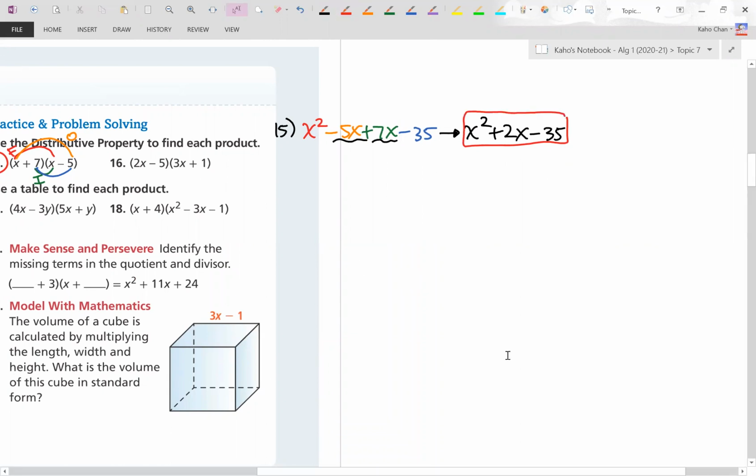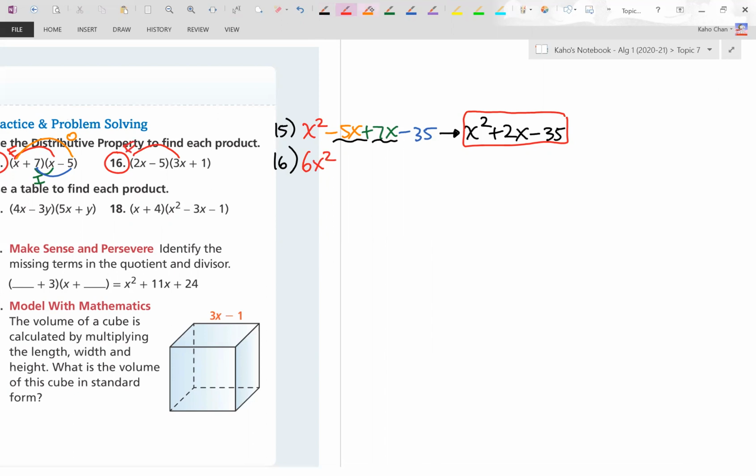Great. Number 16. Let's do that one. Here we go. First terms. 2x times 3x is 6x squared. Watch out for that variable. We're now multiplying. Not to be confused with the last section where we're adding, subtracting. Subtracting, you don't change the powers, but multiplying you do. Outer terms are next. 2x times 1 is plus 2x.